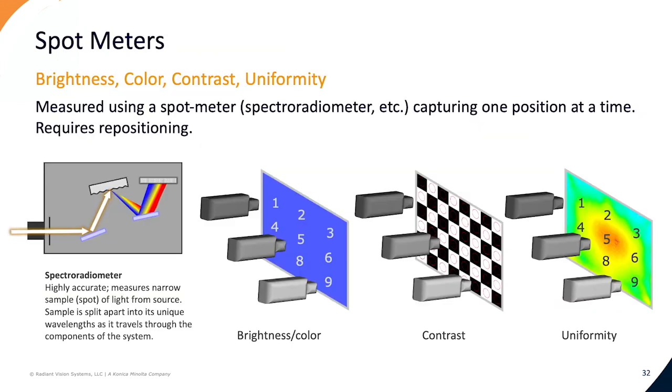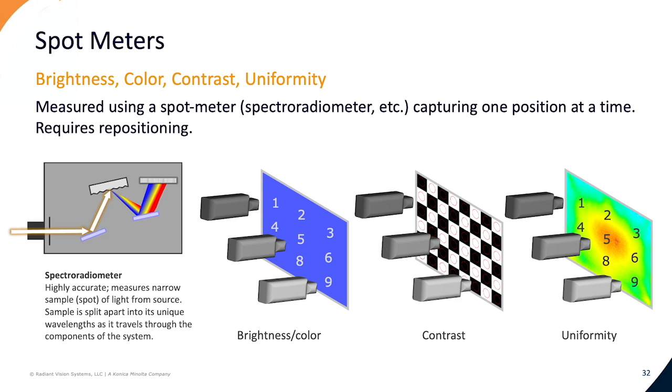The original system designed for light and color measurement was a meter that relied on measurement of a single spot on the display at a time. A classic example is a spot meter called a spectroradiometer. This instrument is highly accurate. It captures a very narrow sample of light and uses its internal components to split the light into its unique wavelengths, so we can calculate the precise power per wavelength. A spot meter can be used for brightness, color, contrast, and uniformity measurements.